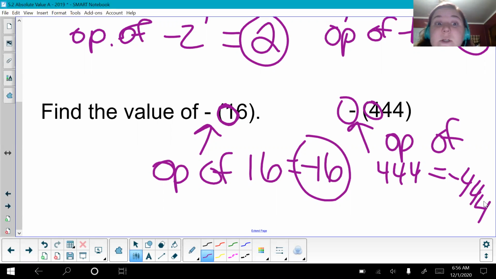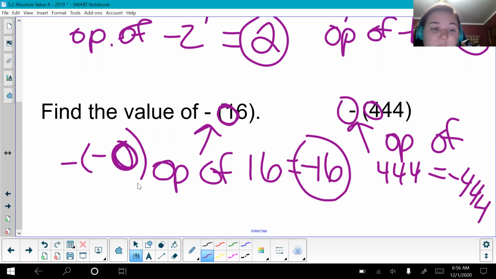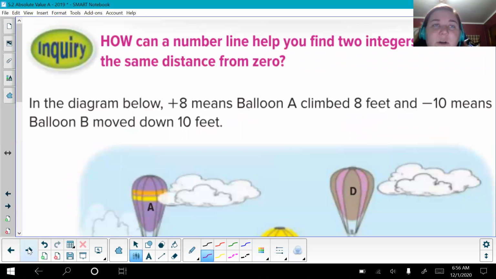So when you have the opposite of a negative, whatever this number may be, it is basically a positive. That's something you will see later this year when we talk about adding integers. Okay, I'm going to get to the next topic here.